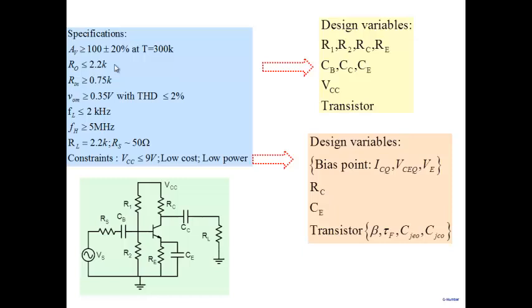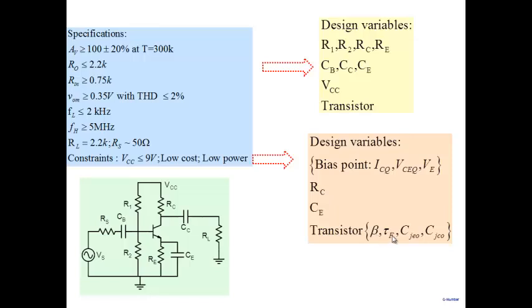So looking at these specs and the equations that you have at hand, you have to determine a suitable bias point. Then, as part of that, you'll have to determine a suitable value of RC, a suitable value of CE, the critical ones I'm pointing out, and you have to choose a transistor. The choice of your transistor would be guided by what kind of beta you are looking for. There are transistors with beta of 100, there are transistors with beta of 200, maybe 250.